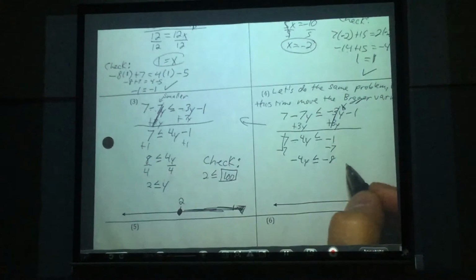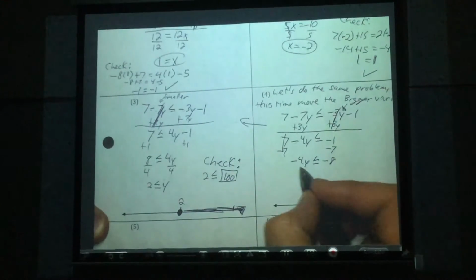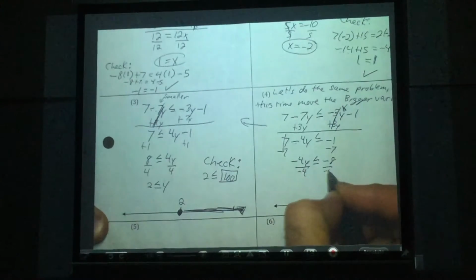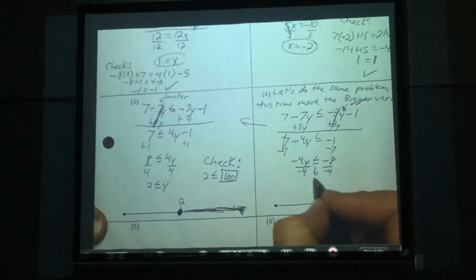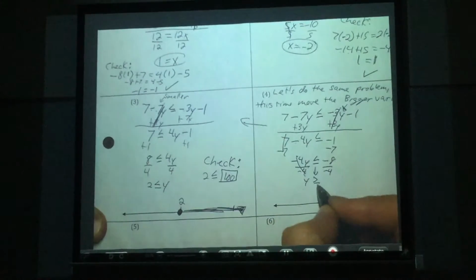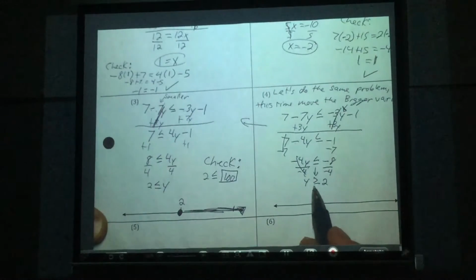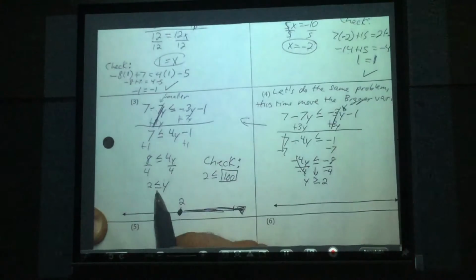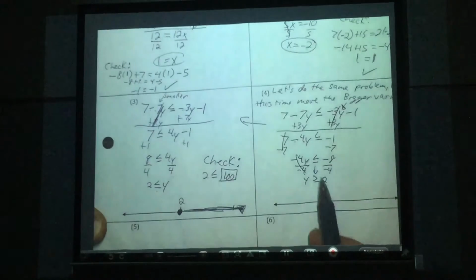The reason I don't like to move the bigger one is because if you do, you are always going to have to divide by a negative. A lot of times students forget that when you divide by a negative, you change the sign to greater than or equal to. That cancels that out and you get y is greater than or equal to +2. Again, you have to do something extra because you moved the bigger one. We didn't have to flip the sign over here because we divided by a +4. But over here we have to because we divided by -4.